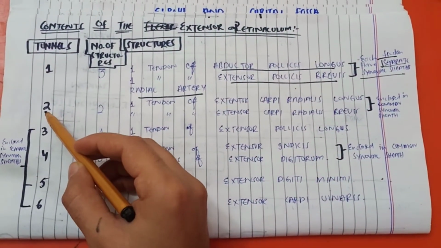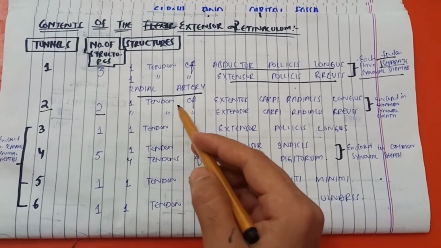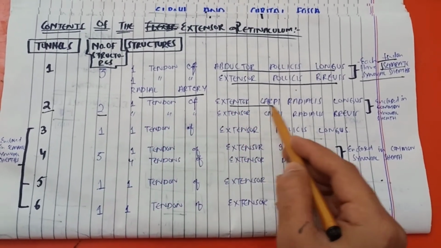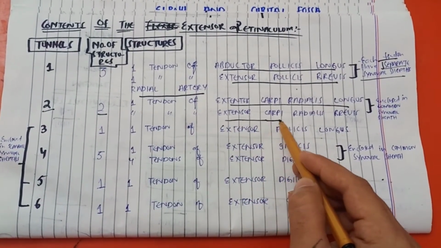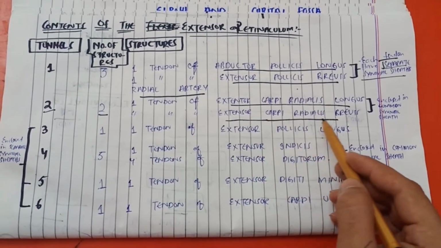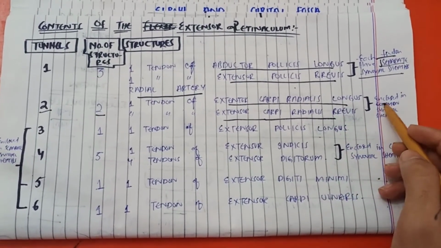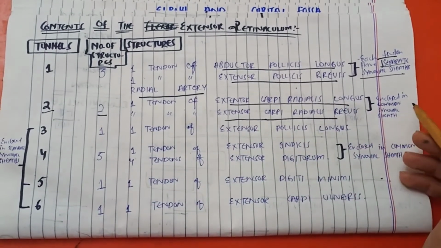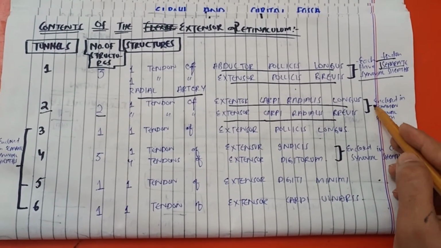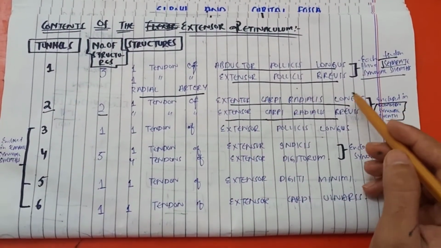The second tunnel consists of two structures: the first is the tendon of the extensor carpi radialis longus, and the second structure is the tendon of the extensor carpi radialis brevis muscle. There are two tendons present in this tunnel, but they are enclosed in a common synovial sheath, unlike the first tunnel.